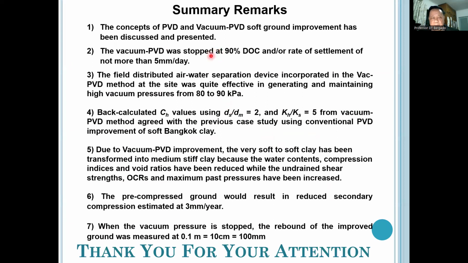So the conclusion is given here, and I think I am out of time, so you can just read this. But you see the c_h value using d_s over d_m equal to k_h over k_s of 5, but for vacuum PVD it should be 4, and the c_h value is around 4 meters squared per year. The undrained strength increase. And so thank you for your attention.